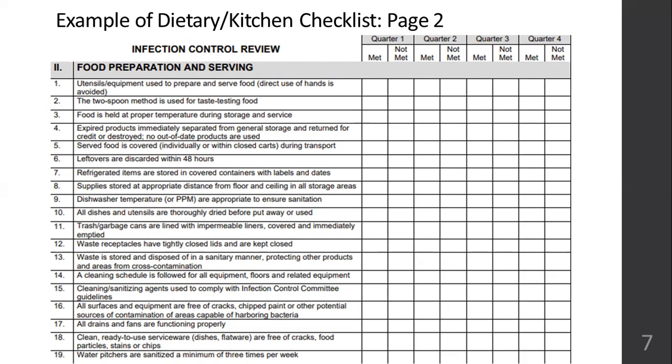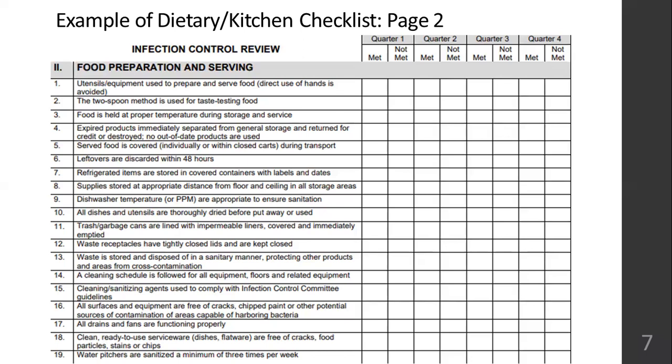Now, food is held at proper temperature during storage. Expired products should be immediately removed out of the kitchen pantry. And you have to always cover the food that you are serving. Open food should not be served. Leftover foods are discarded within 48 hours. Whatever you have cooked has to be consumed within 48 hours. Refrigerated items are covered with labels stating by what time they have to be discarded.